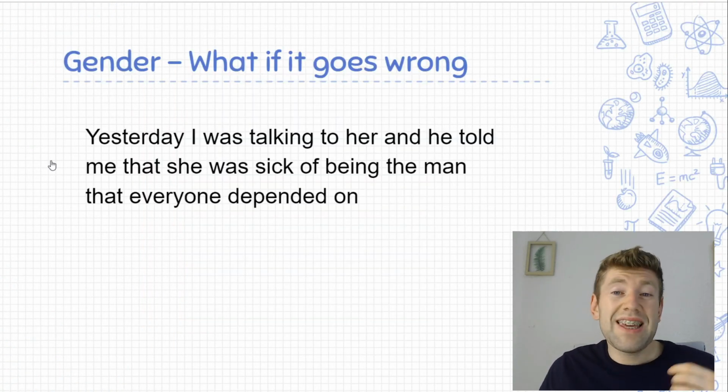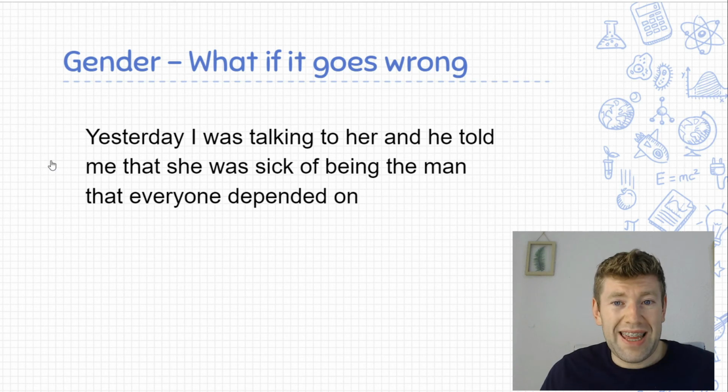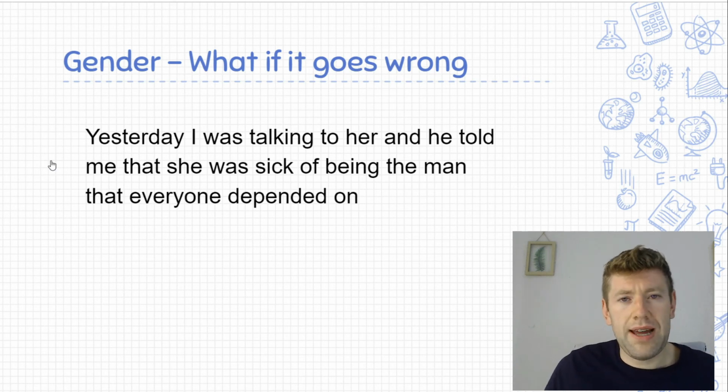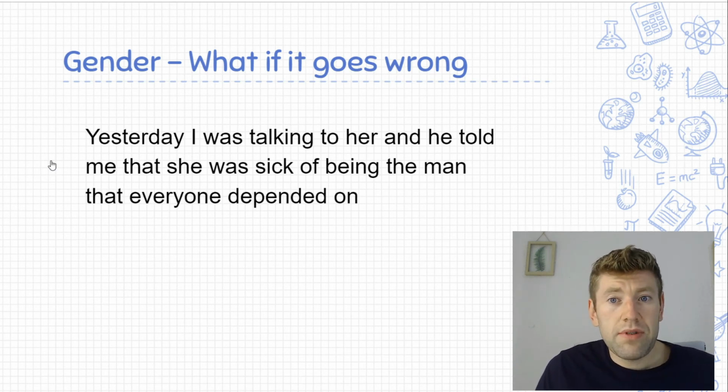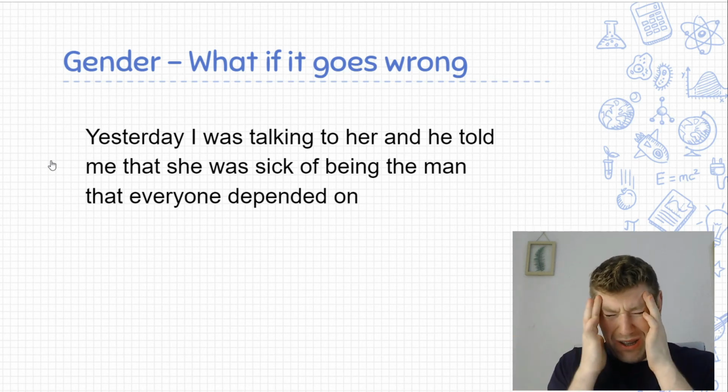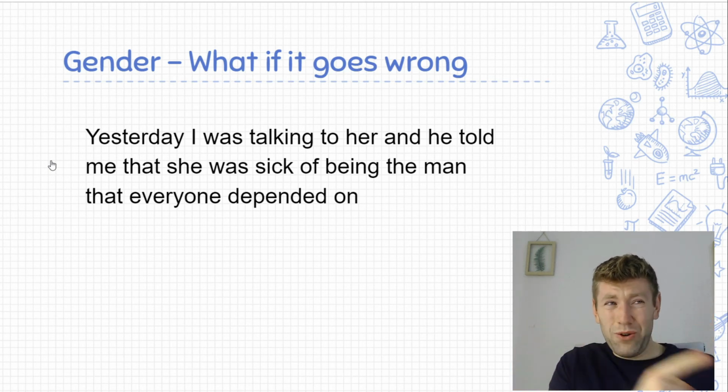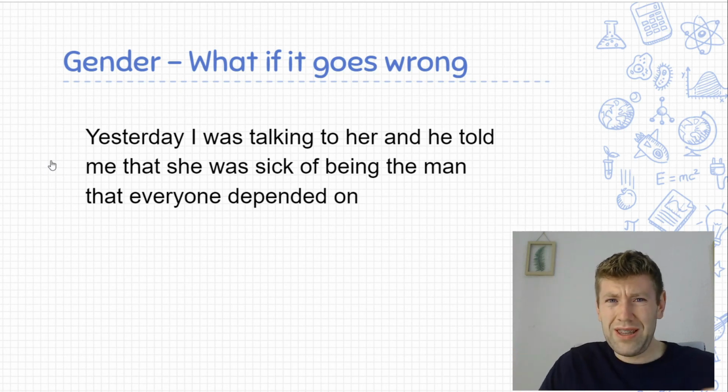In this example, yesterday I was talking to her and he told me that she was sick of being the man that everyone depended on. Right? If you said this, you might think you're talking to multiple people, or it's a bit confusing. Like, who said what, or was he talking about somebody else, or was she telling you about somebody? You would have to specify.